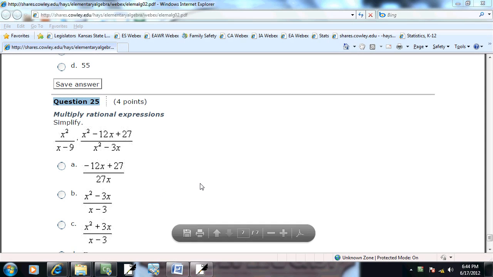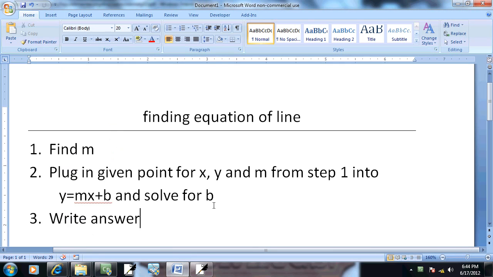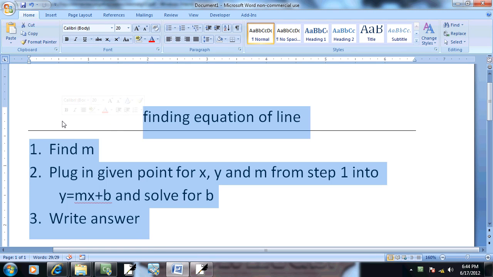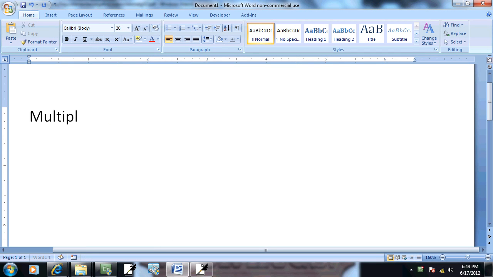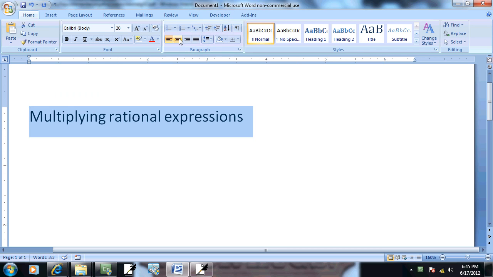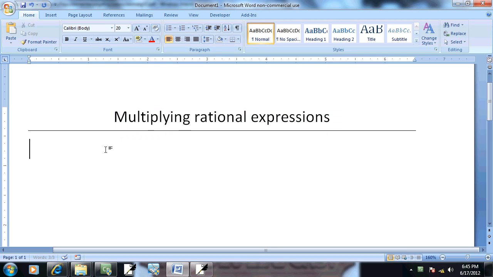Let's take a look at our last problem, number 25, and we're multiplying rational expressions. So let's refresh our memory on that. Multiplying rational expressions. Step 1: factor all the tops and bottoms, all the numerators and denominators.